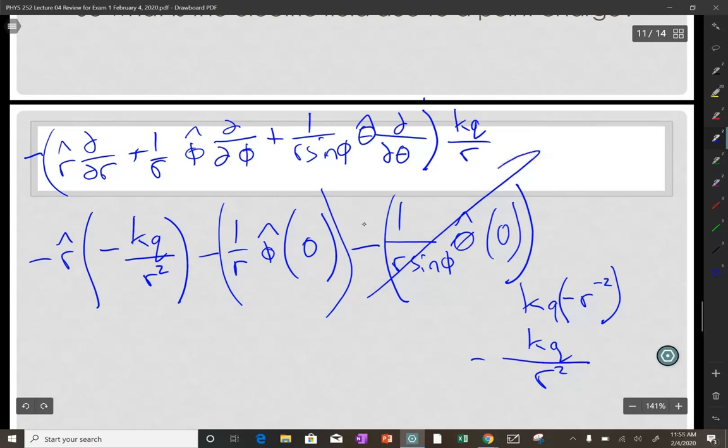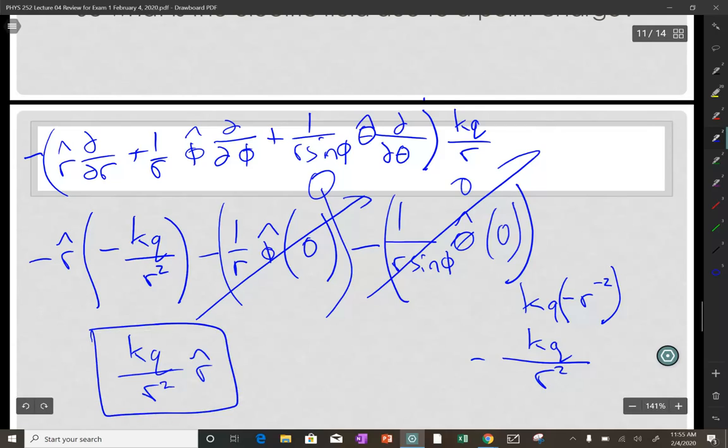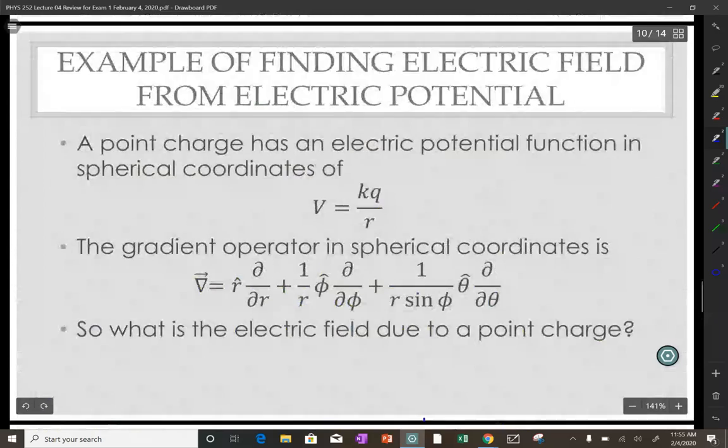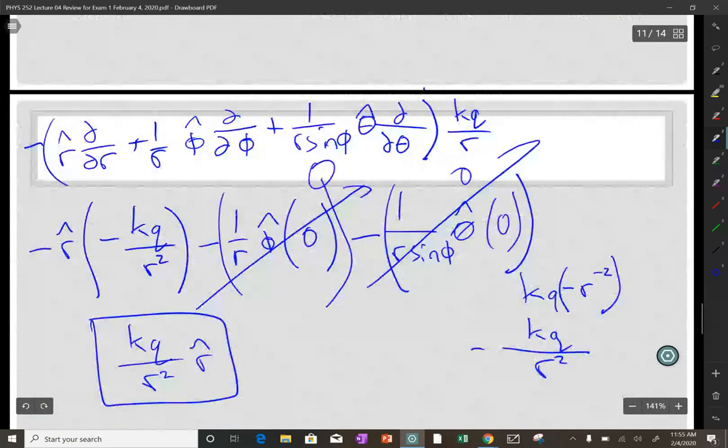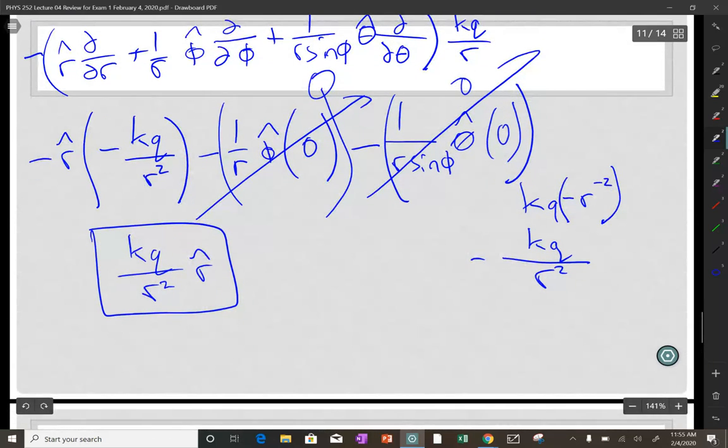So what do we have then for our answer? That goes to 0. That goes to 0. So what we have for the answer is KQ over R squared in the R hat direction. So we have the electric field vector. And that's exactly what we knew it was going to be. R hat is the vector pointing away from the charge. And so it's away if Q is positive, it's in if Q is negative.